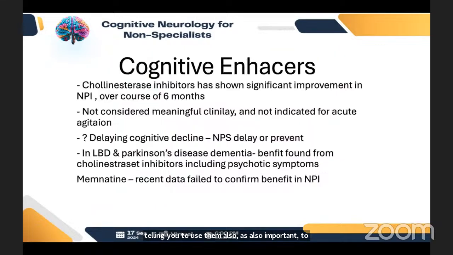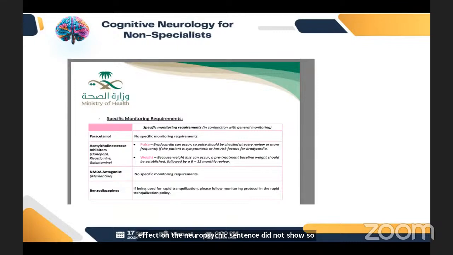Then there are the cognitive enhancers. They do show improvement in the neuropsychiatric symptoms over the course of long use. I'm not sure if they are delaying the cognitive decline, or if they have a direct effect on the neuropsychiatric symptoms. Memantine did not show so much effect on the neuropsychiatric symptoms. Again going back to the MOH, what to monitor if you're using acetylcholinesterase inhibitors: pulse and weight. They might sometimes cause significant bradycardia.